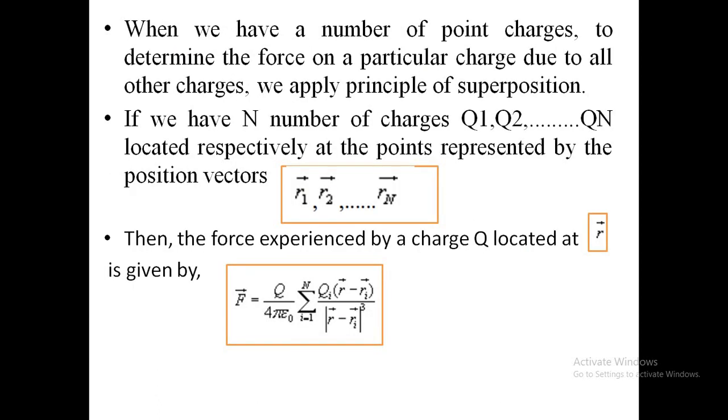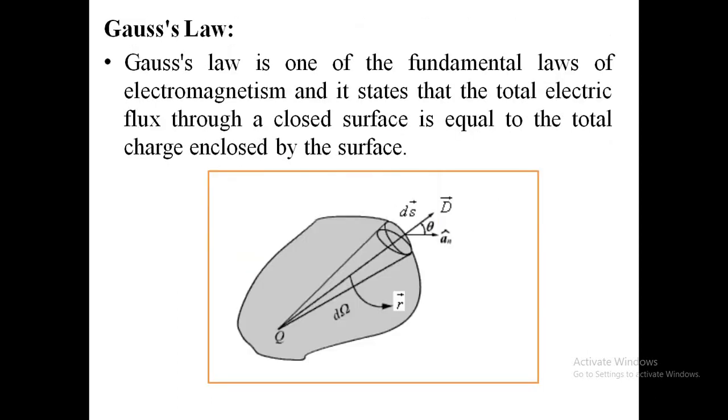When we have a number of point charges, to determine the force on a particular charge due to all other charges, we can apply the principle of superposition. If we have n number of charges Q1, Q2 up to Qn located respectively at the points represented by the position vectors R1 vector, R2 vector up to Rn vector, then the force experienced by the charge Q located at R vector is given as F is equal to Q by 4 pi epsilon naught summation i equal to 1 to n Qi into R vector minus Ri vector divided by modulus of R vector minus Ri vector raised to 3.